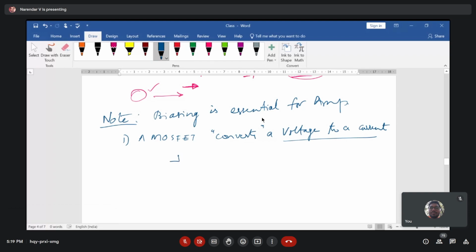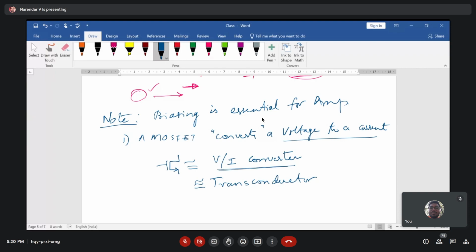So what you can write here is that you have a MOS transistor and this is a voltage to current converter, voltage to current, right? And you call it a transconductor. A voltage to current converter is also referred to as a transconductor.